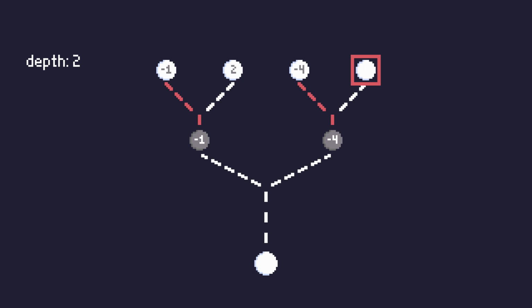No matter what this leaf is, the second branch is worse for white than the first branch. This means they can completely skip evaluating the last leaf, or prune it from the tree, and white can safely play the first move. We save time, but the final outcome won't be affected.